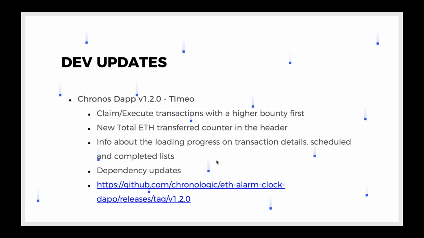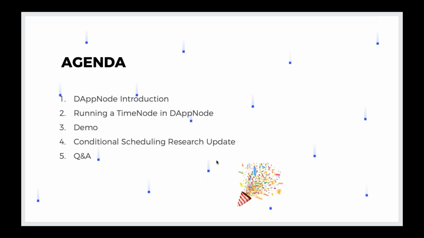Great point, Piotr. Great point. So let's just go through the agenda for today. What we have is a small introduction to what DAppNode actually is and how you can run a TimeNode on DAppNode. It's kind of a mouthful, TimeNode on DAppNode, but you guys can see it's something pretty cool. Then we'll go through a short demo. I'll show you guys how this actually works and how it looks. And later, I'll give it off to Piotr to continue with conditional scheduling. And let's jump into it.